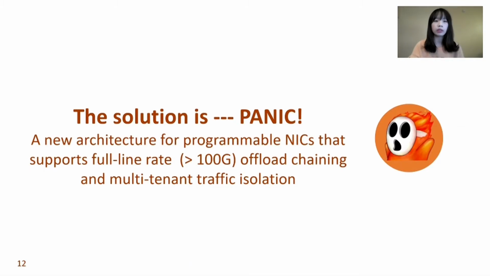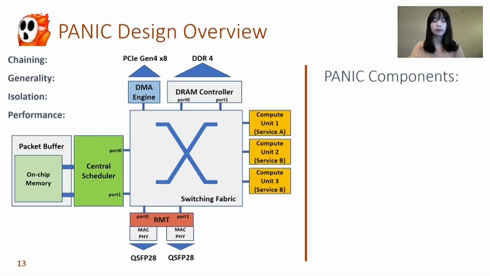So our solution is Panic. Panic is a new architecture for programmable NICs that supports full line rate offload chaining and multi-tenant traffic isolation. Let me give a brief introduction of four main components in Panic that help us to achieve these four requirements.